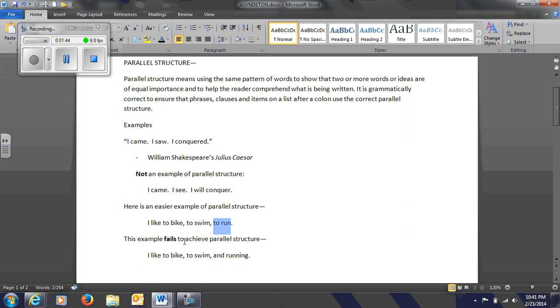This example fails to achieve parallel structure because of this bad boy right here. Notice my first two items here, to bike and to swim, are both infinitives, but running is just a participle, it's not infinitive. So this sentence would fail to achieve parallel structure.